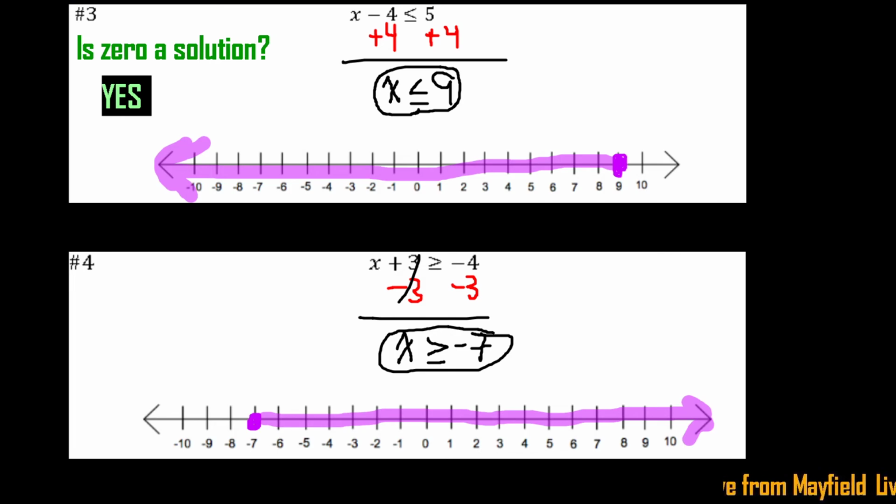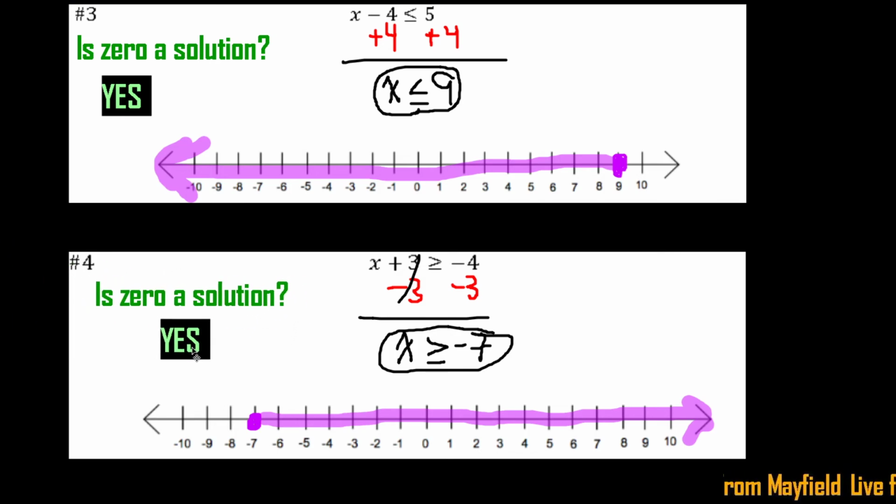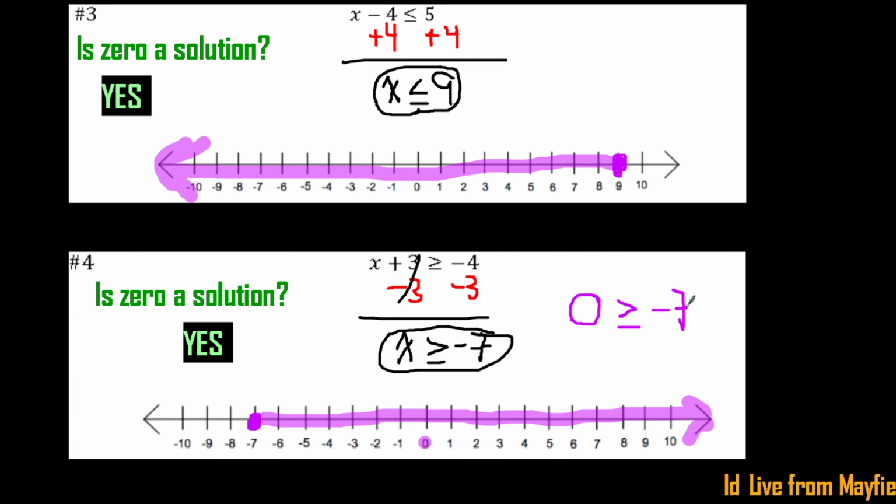And so last question, we say, is 0 a solution? And very clearly, yes, it is. Again, you can kind of see how it is shaded in right there. All that's saying is if we were to plug in 0, would it hold true? So is 0 greater than or equal to -7? We know, yes, it is.